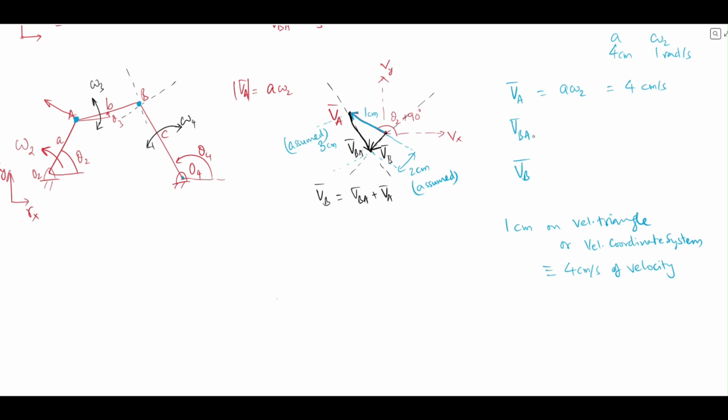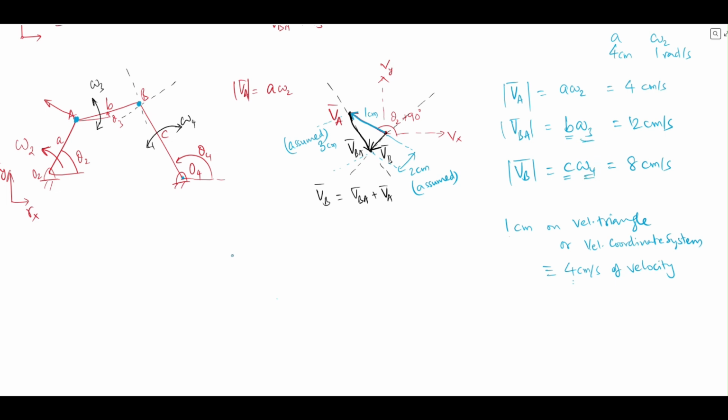Then that means the velocity of VB with respect to A, the magnitude of which is supposed to be B omega 3, corresponds to 3 centimeters, which would mean 12 centimeters per second. And velocity of B is C omega 4, which is 8 centimeters per second in a similar manner. We know B and C, so we can calculate omega 3 and omega 4.